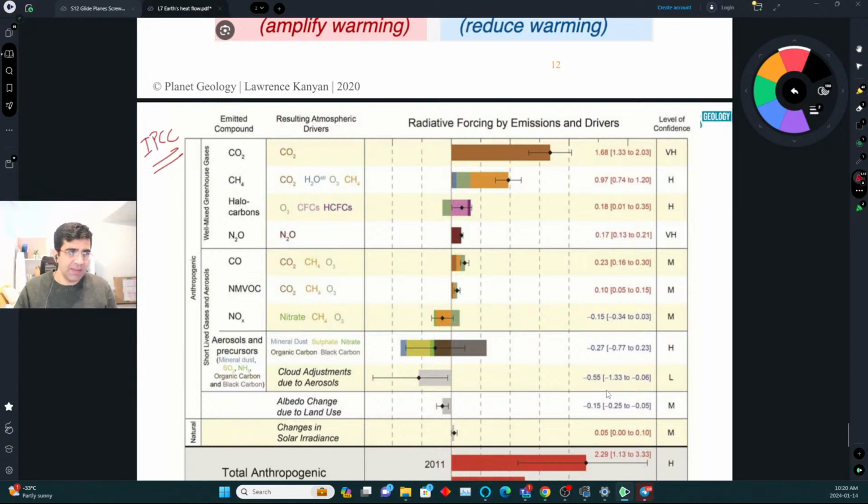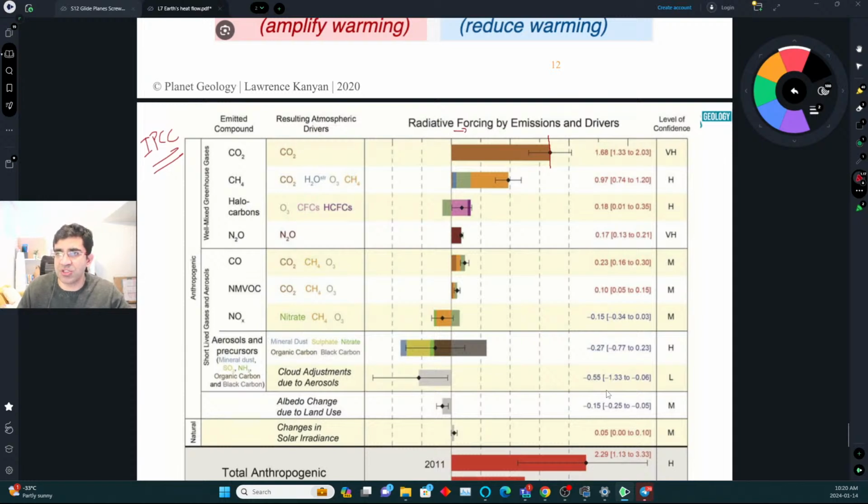Overall, this picture is again from the IPCC, Intergovernmental Panel on Climate Change, and they have tried to estimate how much total radiative forcing we have produced on earth. CO2 is just one thing. So CO2 concentration on earth has increased, and the increase that has taken place until now has disturbed the system by 1.68 watt per meter square.